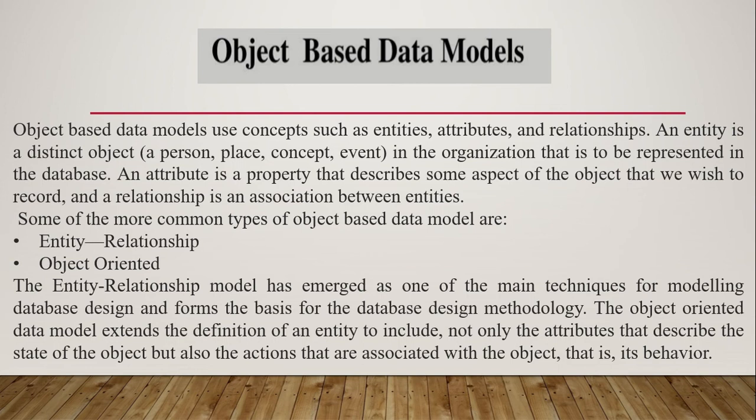Some of the more common types of object-based data models are entity-relationship and object-oriented. The entity-relationship model has emerged as one of the main techniques for modeling database designs, and the object-oriented data model extends the definition of the entity to include not only the attributes that describe the state of the object but also the actions and behavior, right?